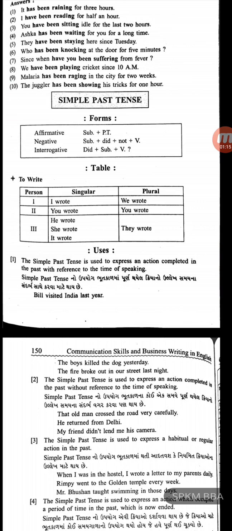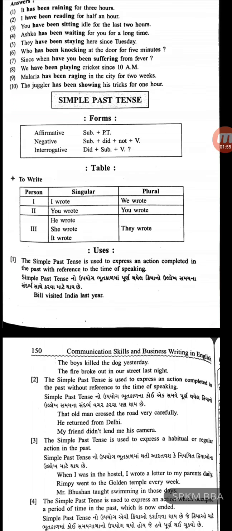Simple past tense is used to express an action completed in the past with reference to the time of speaking. So simple past tense is generally used to express actions which have been completed. The simple past tense is also used to express an action completed in the past without reference to the time of speaking, that is, with no mentioning of the time.